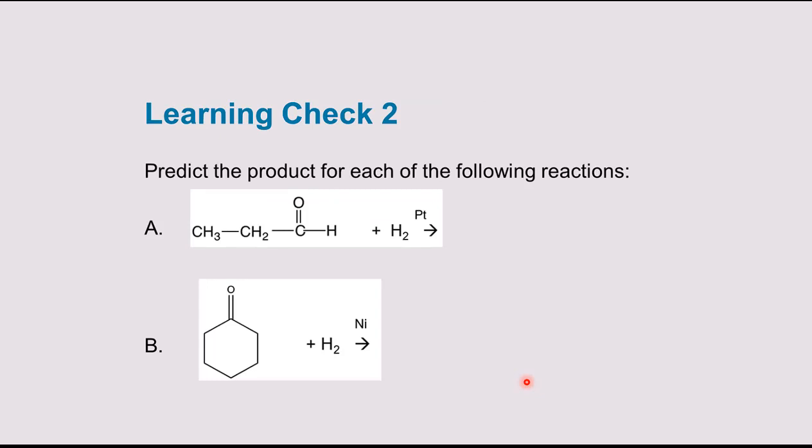All right, so putting this into practice, let's predict the products for each of the following reactions. The first thing you want to ask yourself is, is it an aldehyde or a ketone? If it's an aldehyde, we're going to get a primary alcohol, where we reduce the number of carbon-oxygen bonds from 2 to 1, and put a hydrogen on this oxygen and a hydrogen on this carbon to give us the primary alcohol. For the ketone, we again reduce the number of oxygen-carbon bonds, put a hydrogen on that oxygen and a hydrogen on that carbon to give us the secondary alcohol.